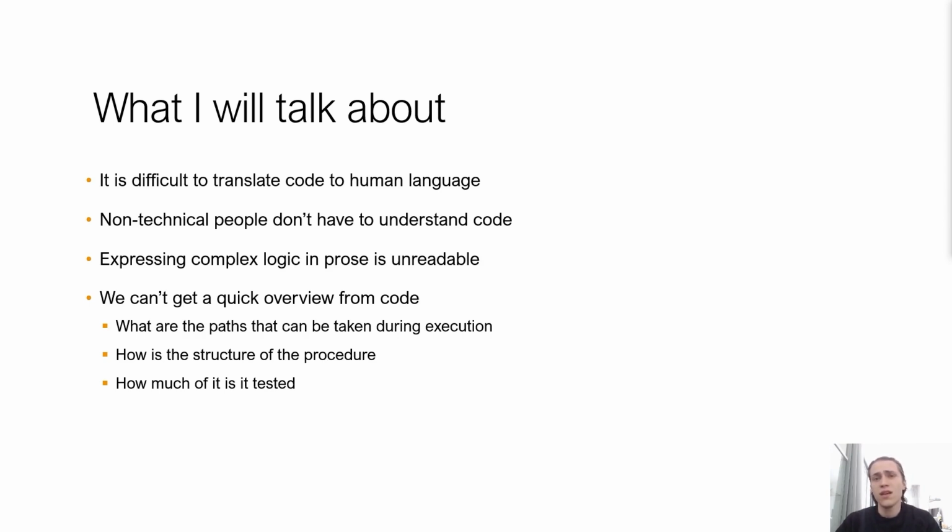from a glance. We need to go through every line of the code to figure out the structure of it, what it does basically, what the procedure does. We have to analyze it to figure out what the paths that the code can take during execution are. And apart from that, we will need an entire toolkit to figure out how well it's tested, if it is at all, and what's missing from it.